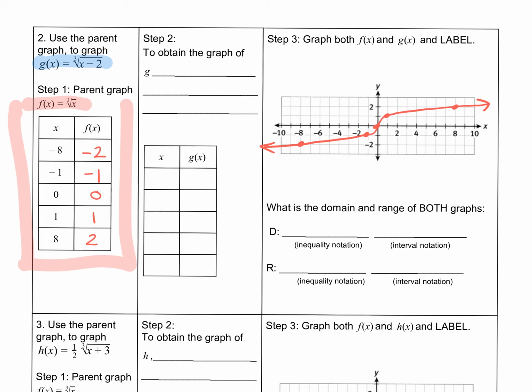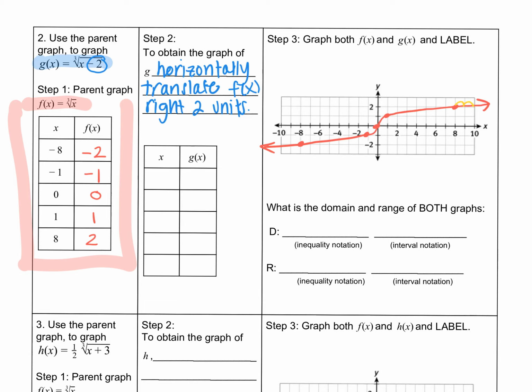To obtain the graph of g, well, let's compare g of x and f of x. If I look at g of x, the thing that's different is there's a minus 2 here. So what does that minus 2 do? It's subtracted from x inside the square root, so that tells us it's a horizontal translation. To obtain the graph of g, horizontally translate f of x right 2 units. So that means I'm going to take my parent graph, I'm going to shift each key point to the right 2 units.